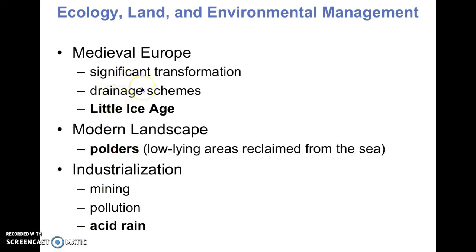So medieval Europe had significant transformations of the landscape. During the medieval times, they drained a lot of lands. They created a lot of farmland from marginal land. They had a lot of drainage schemes to drain swamps and real low-lying areas. Like I said, a lot of the area along the coast on that European plain, very good for farming, but water tends to settle there. So they had a lot of drainage schemes.